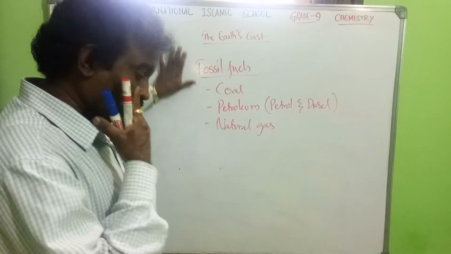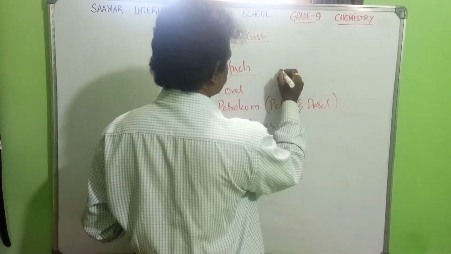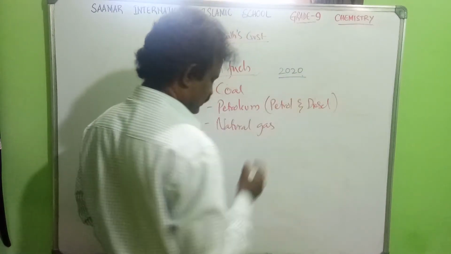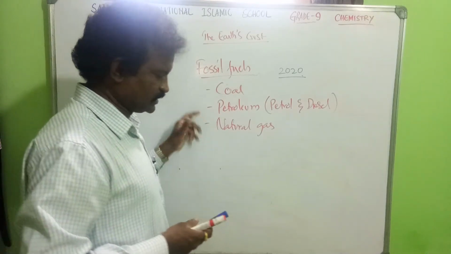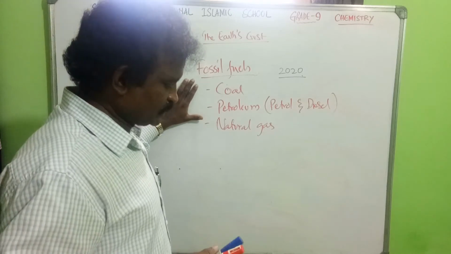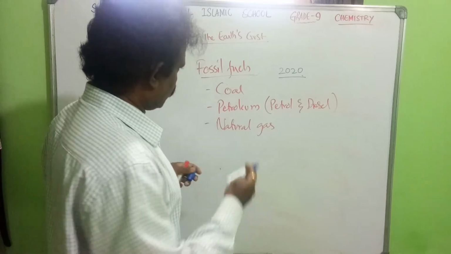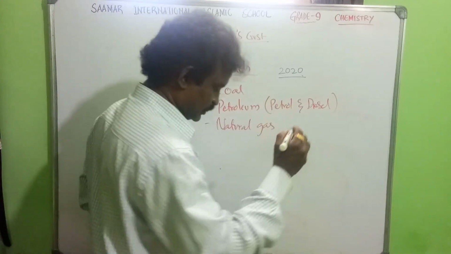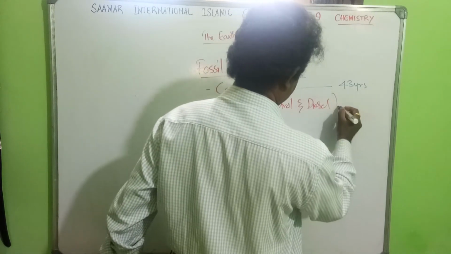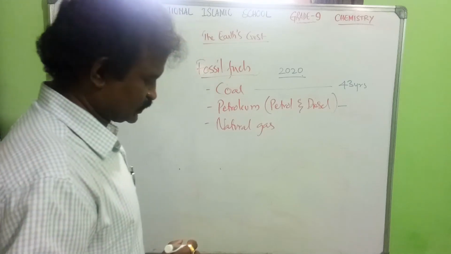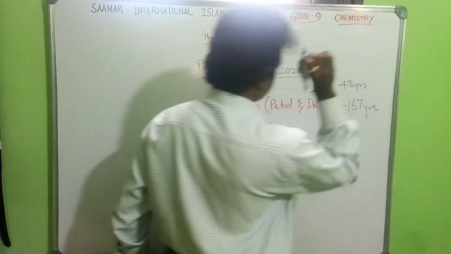If you see now it is 2020. We are in 2020. Now what has happened? Whatever fossil fuels like coal, petroleum and natural gas present in the earth crust have been utilized. Fossil fuels which were supposed to last for 43 years, we have utilized now itself. Next one, petroleum products, it has to be there for 167 years, but we have completed now itself.